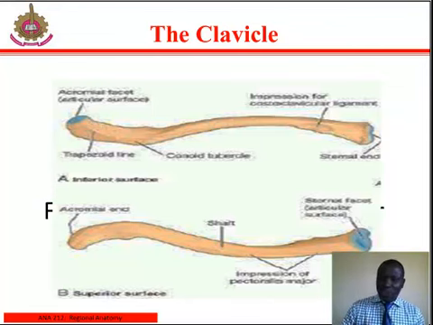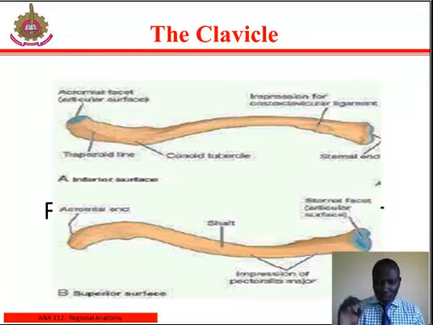Its sternal end articulates with the manubrium of the sternum at the sternoclavicular joint. Its acromial end articulates with the acromion of the scapula at the acromioclavicular joint. The medial two-thirds of the shaft of the clavicle are convex anteriorly, whereas the lateral third is flattened and concave anteriorly. These curvatures increase the resilience of the clavicle and give it the appearance of an elongated capital S.